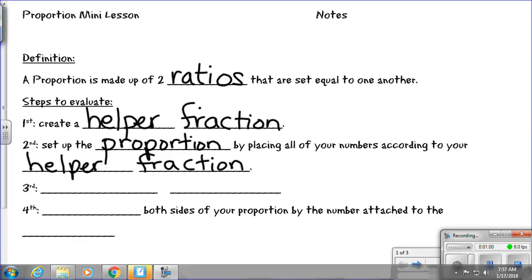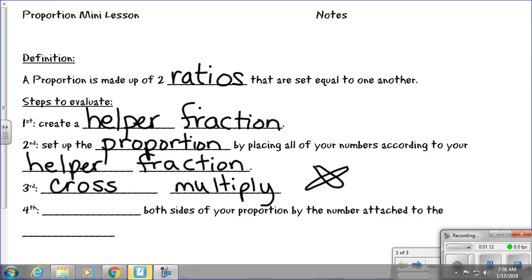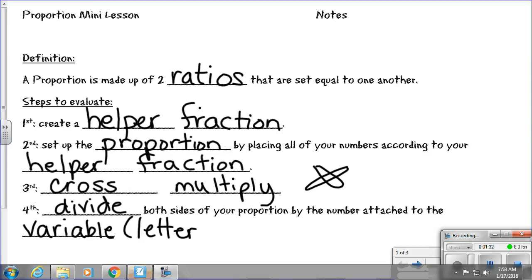Step 3, you're going to cross multiply. I'm going to put a little symbol here. It's going to look like the energy symbol. That's cross multiplying. Fourth, you will divide both sides of your proportion by the number attached to the variable. And a variable is a letter. We are actually going to be starting some algebra here.